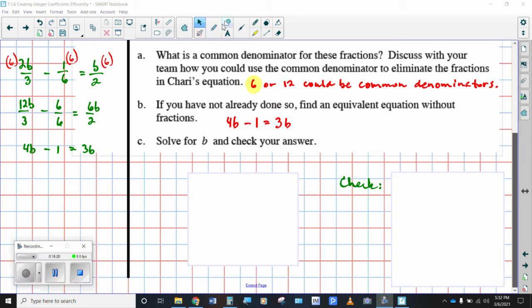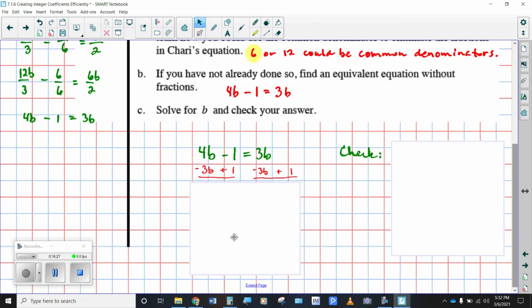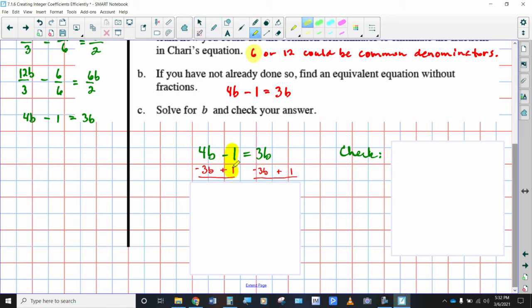All right, let's see how you did. Take our 4b minus 1. Let's add 1 to each side. Oh, look what I did there. Sneaky. I did 2 steps in 1. I knew that this was going to form a 0 pair, and this was going to form a 0 pair. Why not just do it in the same step? Actually, let's not do it that way. Let's add 1 to each side so that we can cancel out these guys.